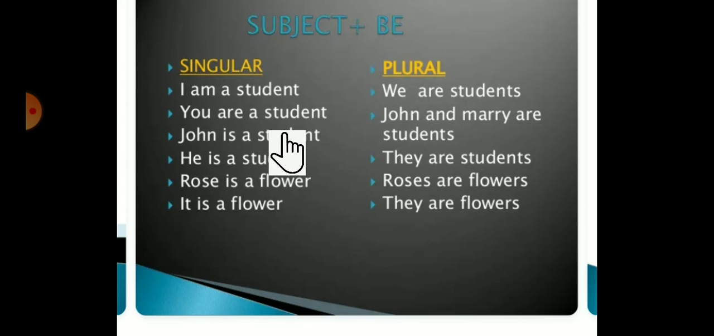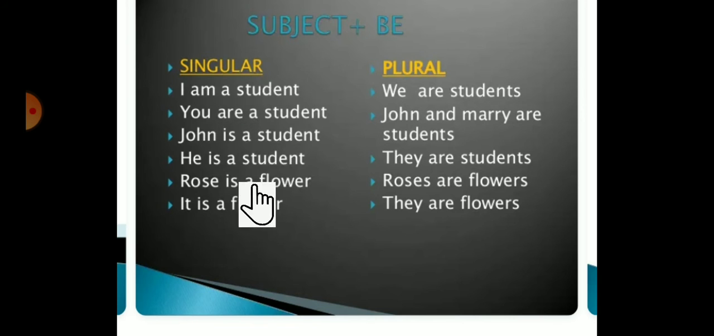Another example: you are a student. It is speaking about another person, you. Which person? First person, second person, or third person? Can anyone tell me? Yes, it is speaking about the second person. You are a student. So are is the be form of the auxiliary verb. While speaking about the second person, we have to use are, not am. You are a student.